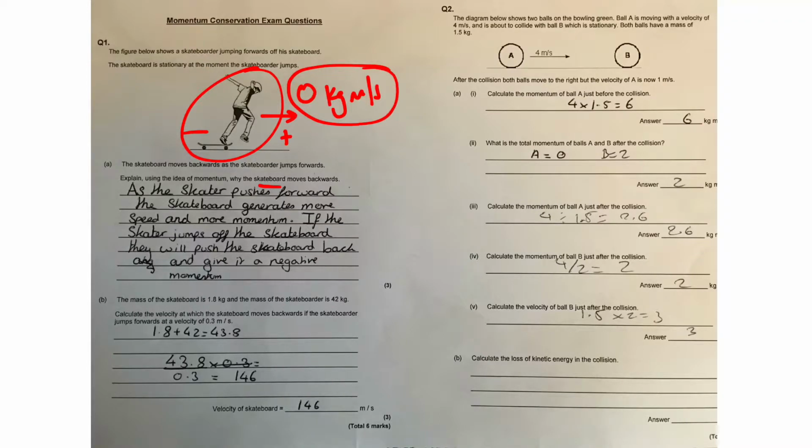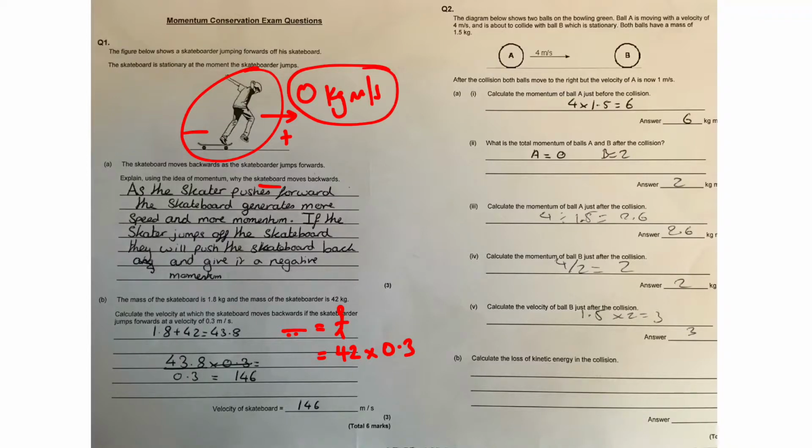For the second question, you had to calculate the velocity at which the skateboard moves backwards if the skateboarder jumps forwards with a velocity of 0.3 meters per second. Well, we know that the momentum of the skateboard has to equal the momentum of the skateboarder. So the mass of the skateboarder is 42 kilograms and they move forwards at 0.3. And we know that it's got to equal that of the skateboard.